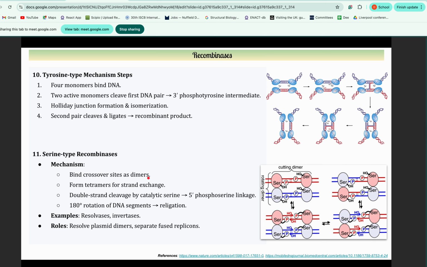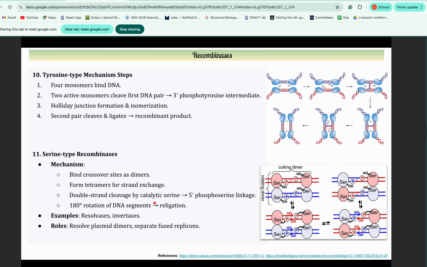It binds the crossover site as dimers. Both of the serine molecules have attached to these two different double-stranded DNA strands. Now it will form a tetramer for the strand exchange to take place, with double strand cleavage by the catalytic serine molecule. As you can see, this serine molecule will perform the cleavage on both sides. Here you can see there are breaks, the cleavage has taken place on both the strands.